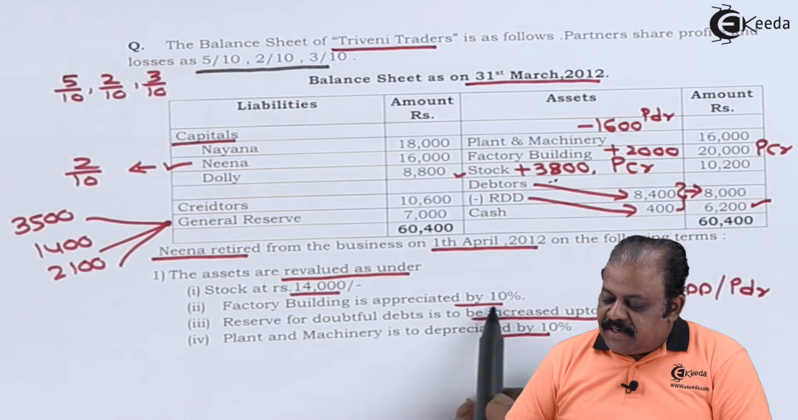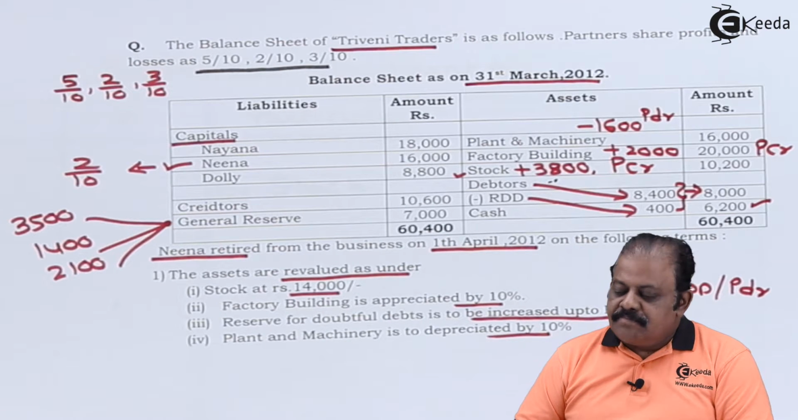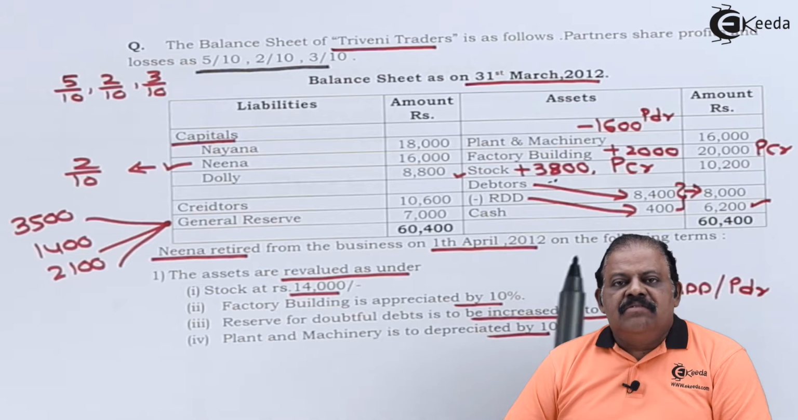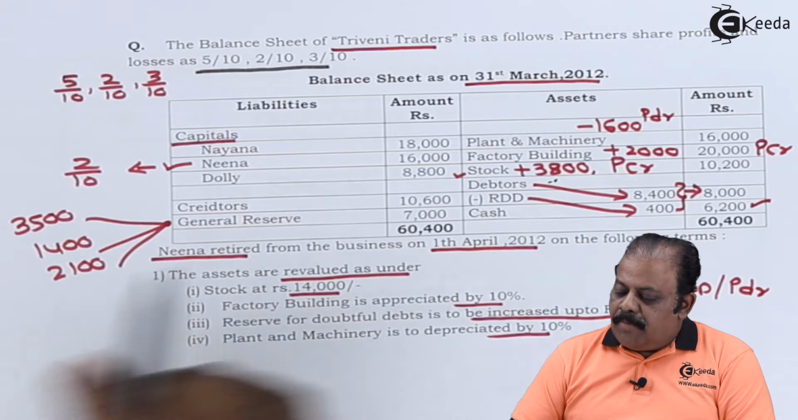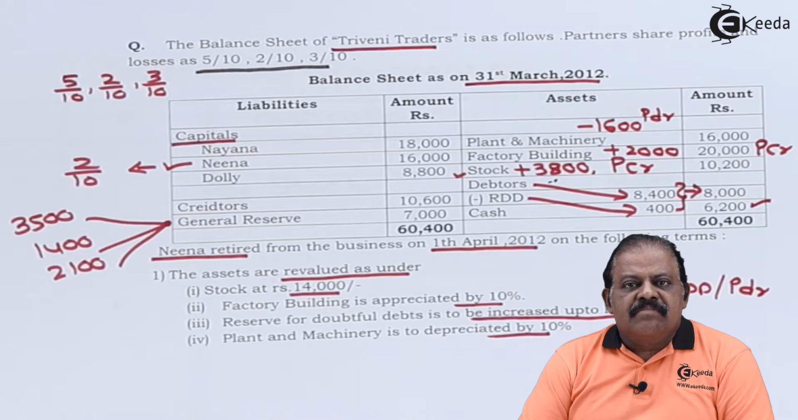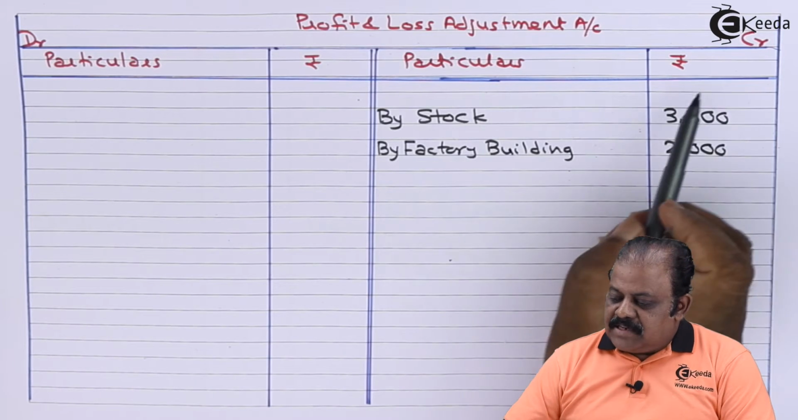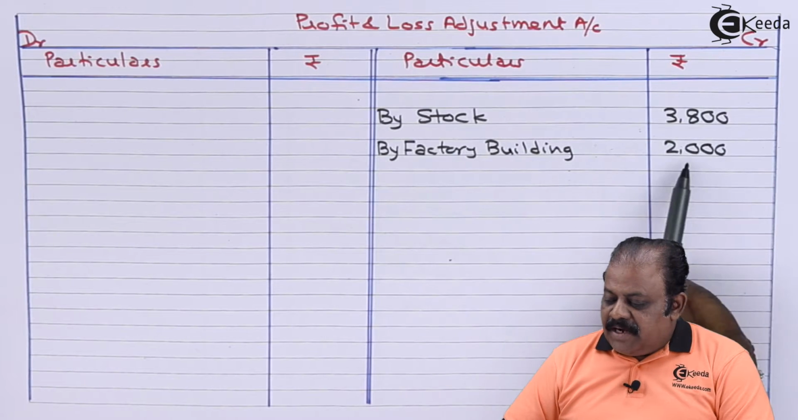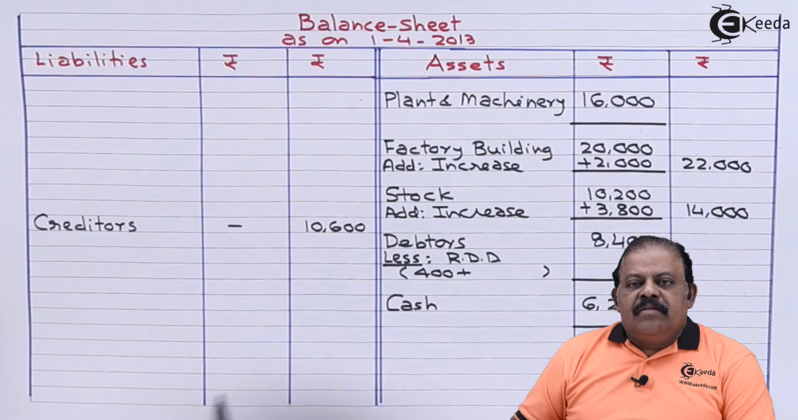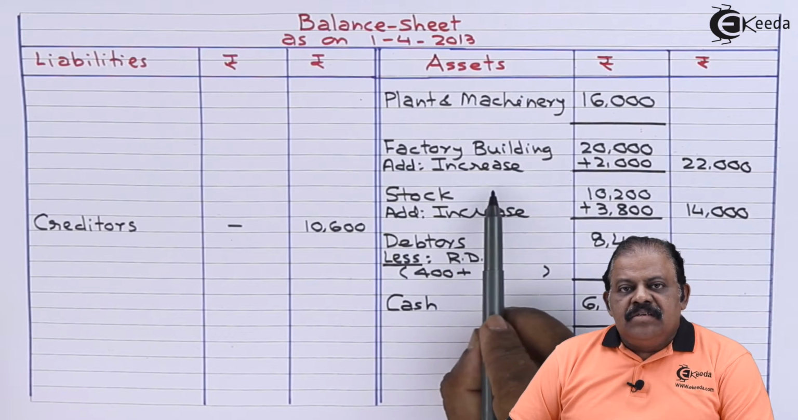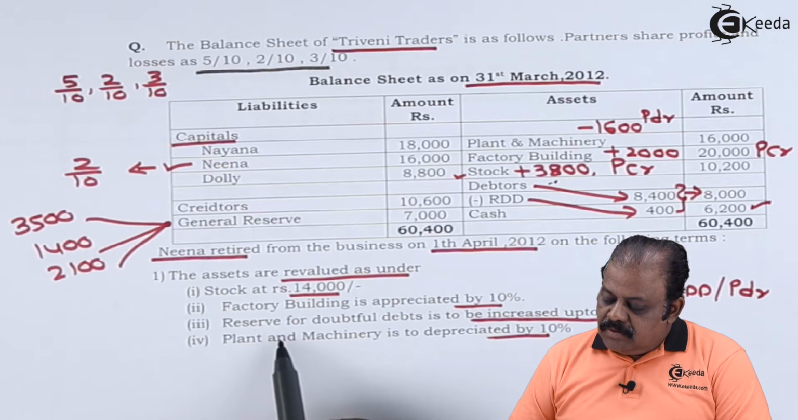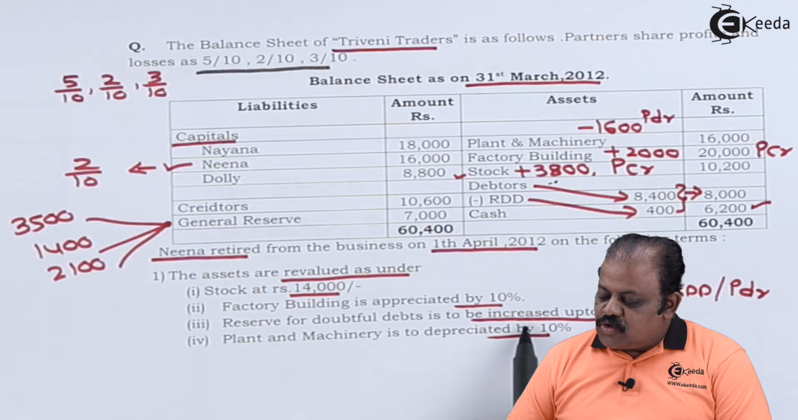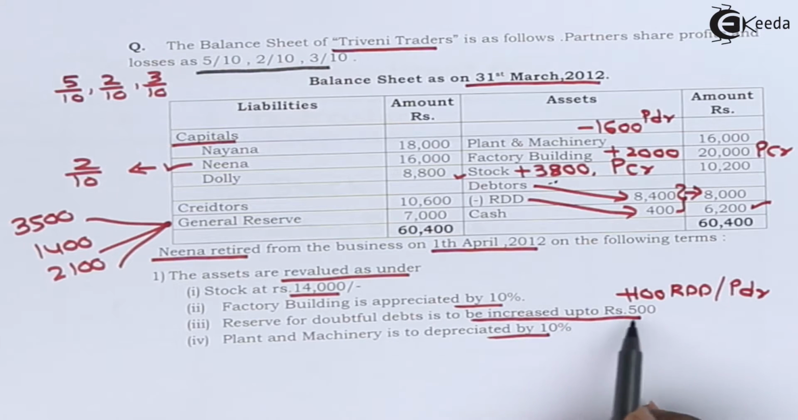Factory building is appreciated by 10%. Factory building 20,000. 10% appreciation means 2,000. This will be added to the amount of factory building. Second effect, revaluation account credit. Profit and loss adjustment account credit by factory building 2,000. Factory building 20,000, increase in amount 2,000. It is 22,000.